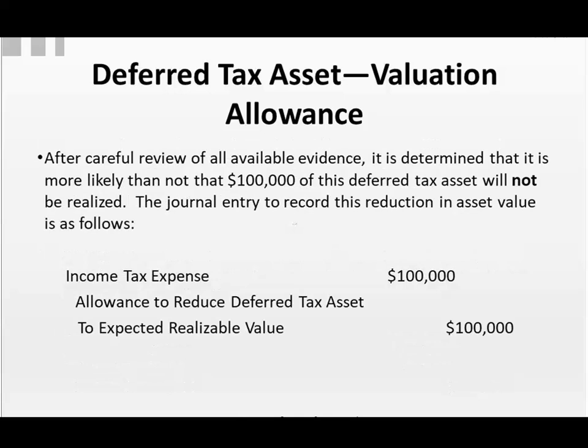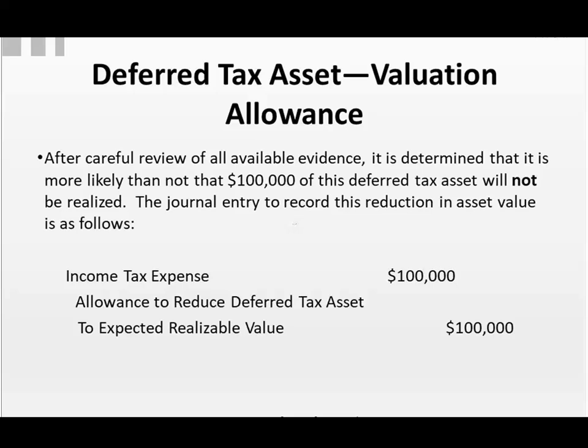So after careful review of all the evidence, you have to determine, is it more likely than not that $100,000, well, what amount? Let's say you did this, and then you did determine that it was more likely than not that $100,000 of the deferred tax asset will not be realized. So you're not going to realize the whole $400,000, you're only going to realize $300,000. So therefore, the carrying value of that asset should be $300,000, not $400,000.